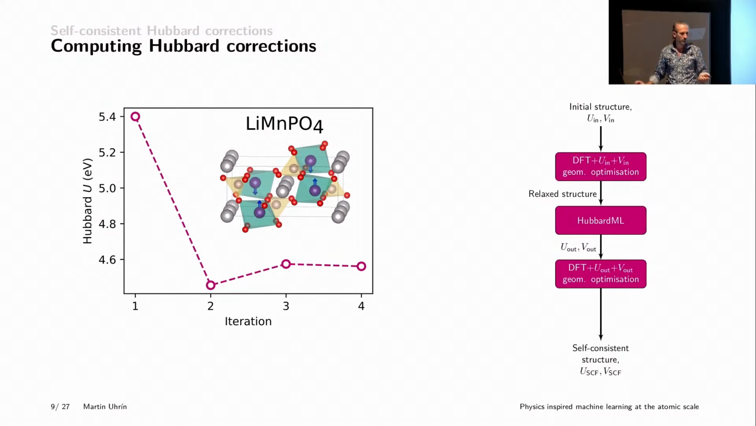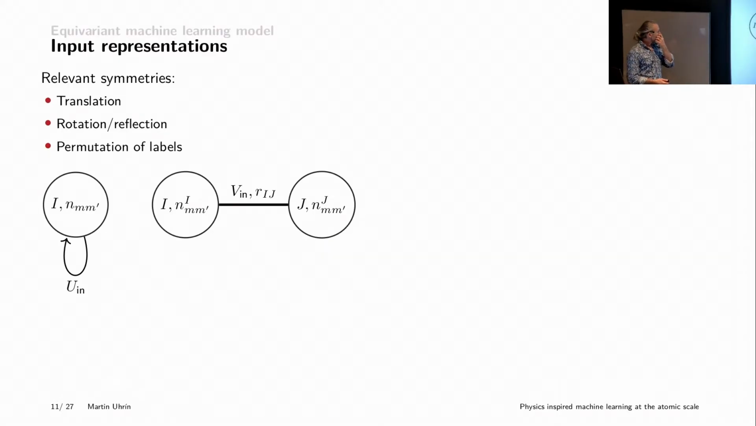Can we accelerate this with machine learning? Can we just start with the original crystal that we have, put it into our machine learning model, predict what the U and V values should be, then geometry optimize, and then we're done? So we're going to use the equivariant neural network models that we developed in my group to do this. The translation invariance is already there. The rotation invariance comes from the equivariant nature of the network, and the permutation of labels we'll have to do a little bit of work to get. It's not too hard.